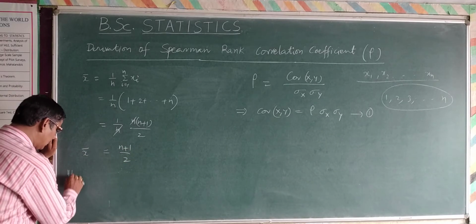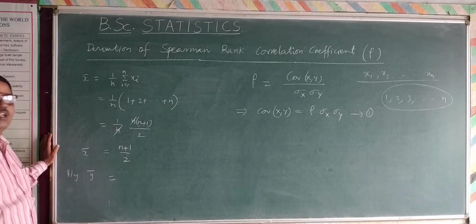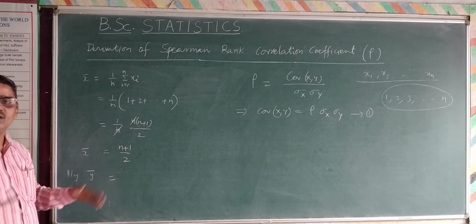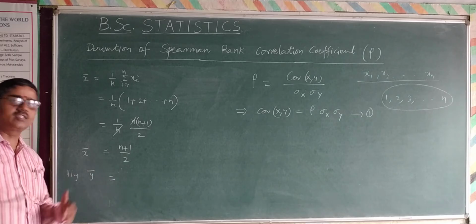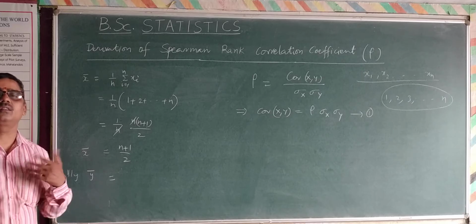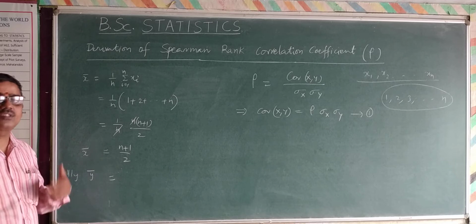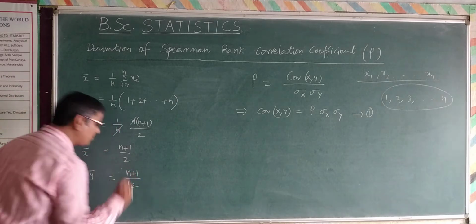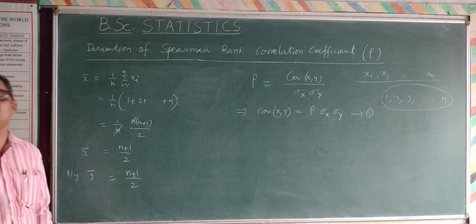Similarly, the ranks of y, y1, y2, yn are also for first n individuals, 1 to n. Because, for example, if there are 10 individuals and we want to give the ranks, 10 ranks, 1 to 10. So similarly for n individuals, n ranks. So y bar is also therefore n plus 1 by 2. So X bar is n plus 1 by 2, Y bar is also n plus 1 by 2.